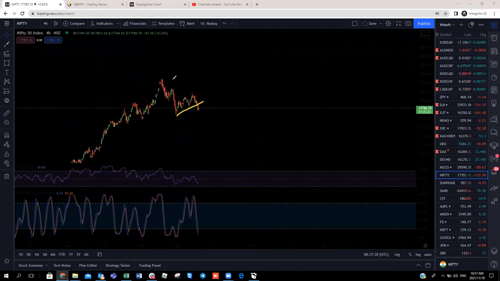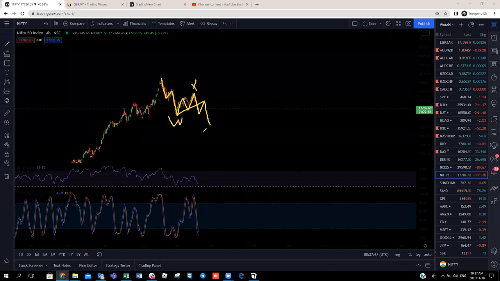Nifty is so obvious. We've got 3 waves down. 1, 2, 3. Expect this to do this as well. For the WXY corrective as well. And then upside.